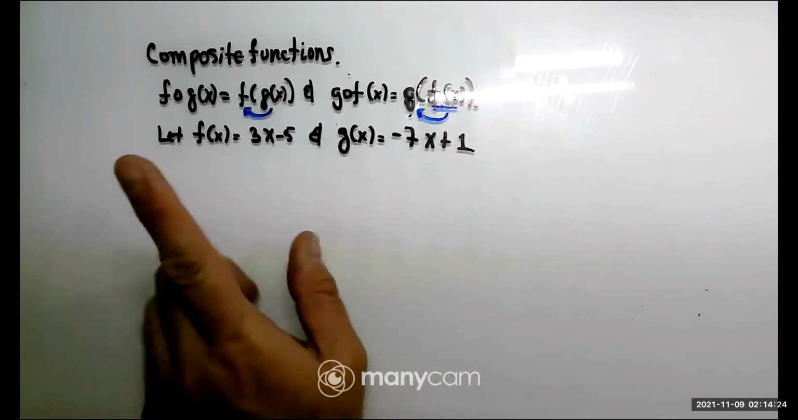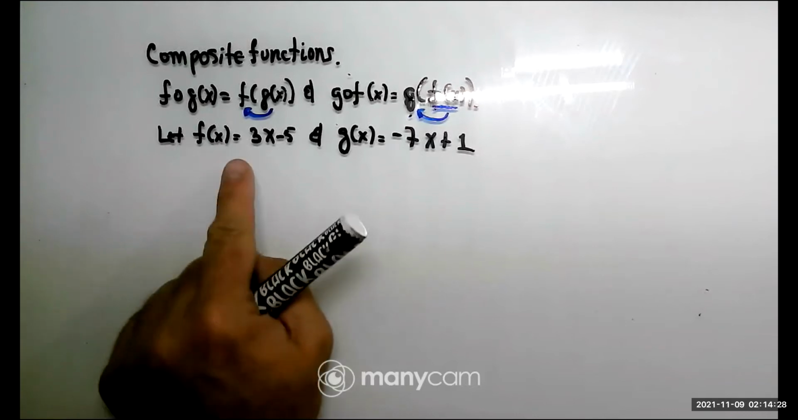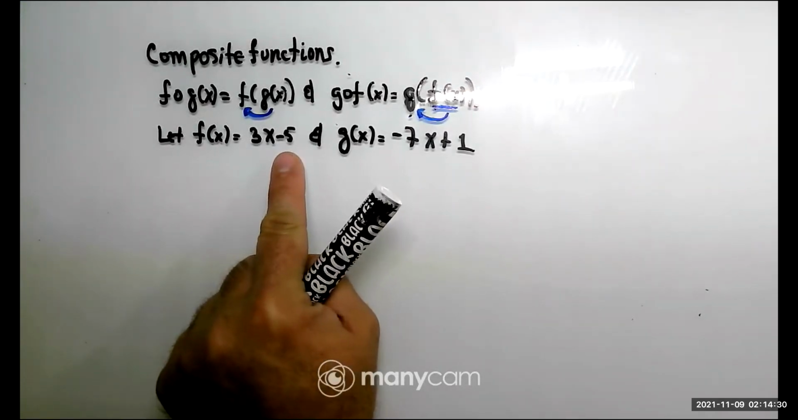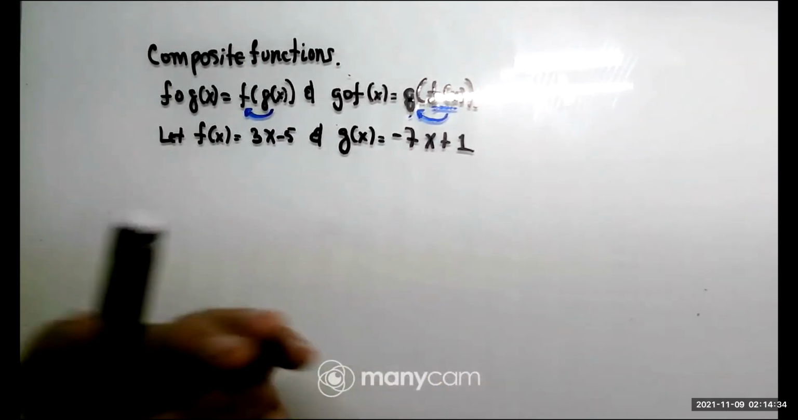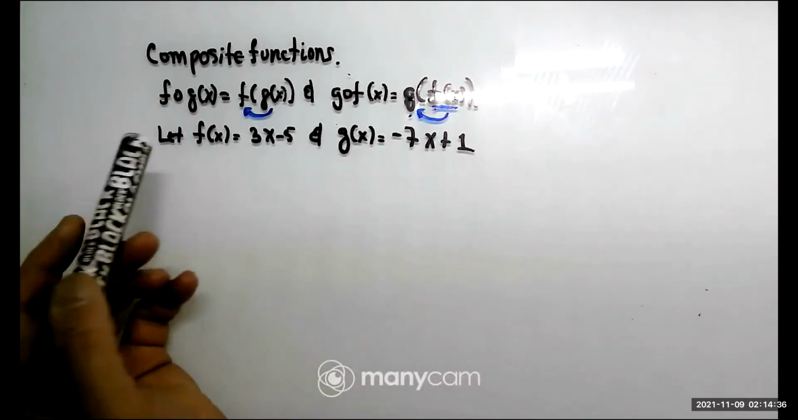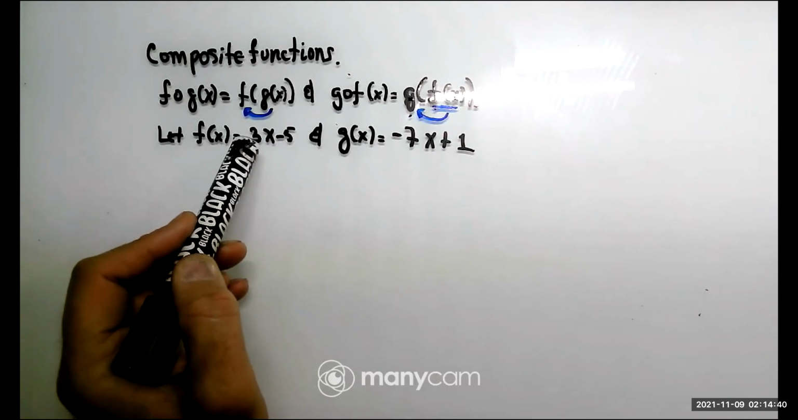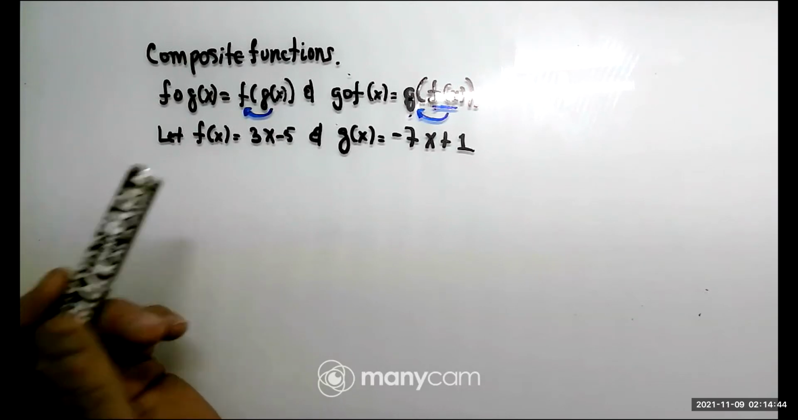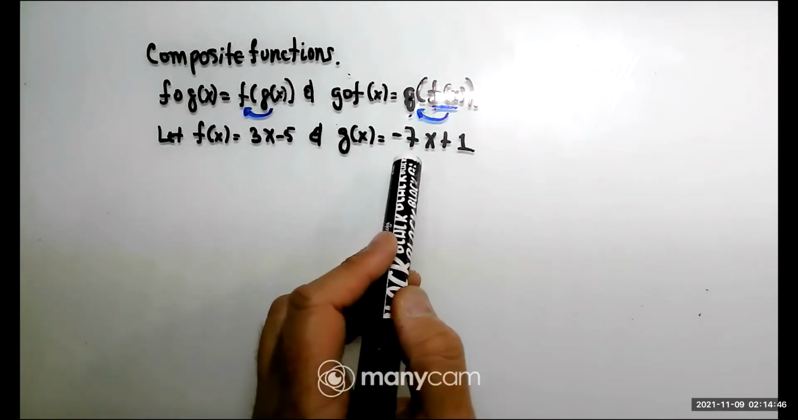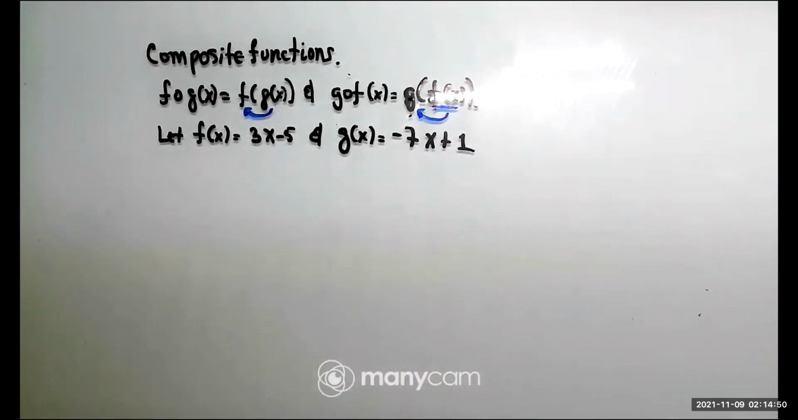Let's do a couple of examples. The first one is f of x equals 3x minus 5, g of x equals negative 7x plus 1. f of x, for example, takes an input, and once we get the input, we multiply 3 times the input minus 5. Likewise, g of x tells me whenever the input comes in, multiply by negative 7 and add 1.